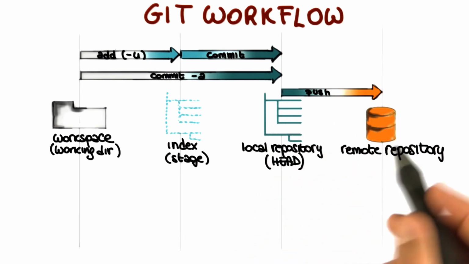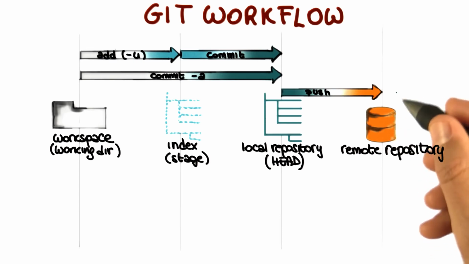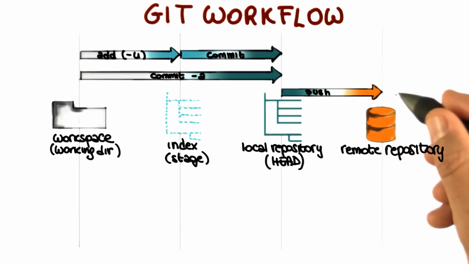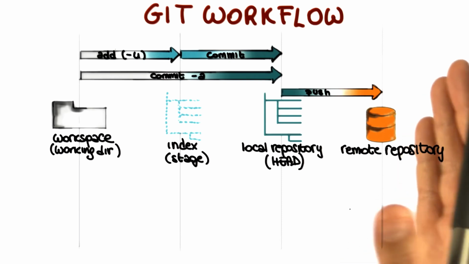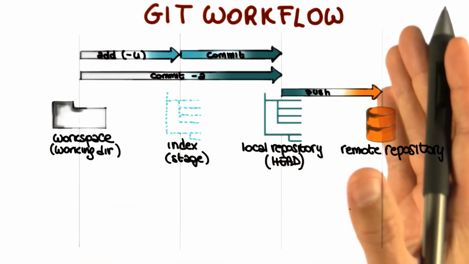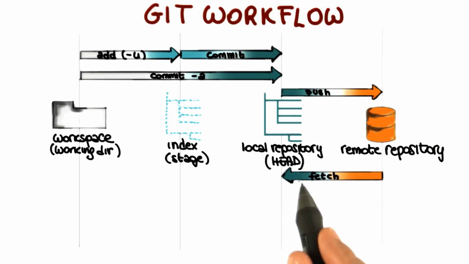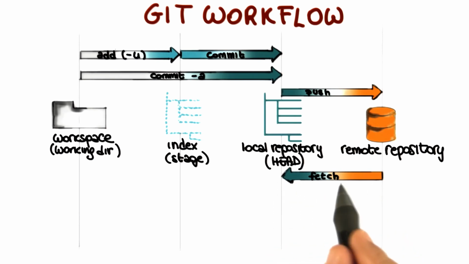So at this point, all of your changes will be visible to anyone who has access to the remote repository. Now, let's see the opposite flow. So how does it work when you're actually getting files from the repository instead of committing files to the repository? So the first command I want to mention is the git fetch command.